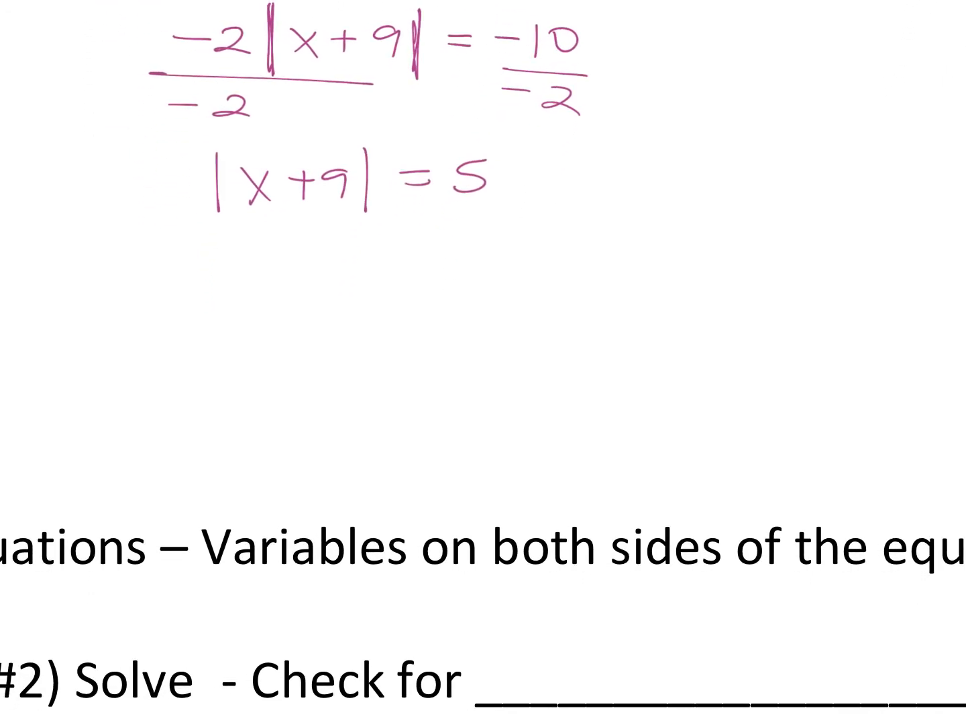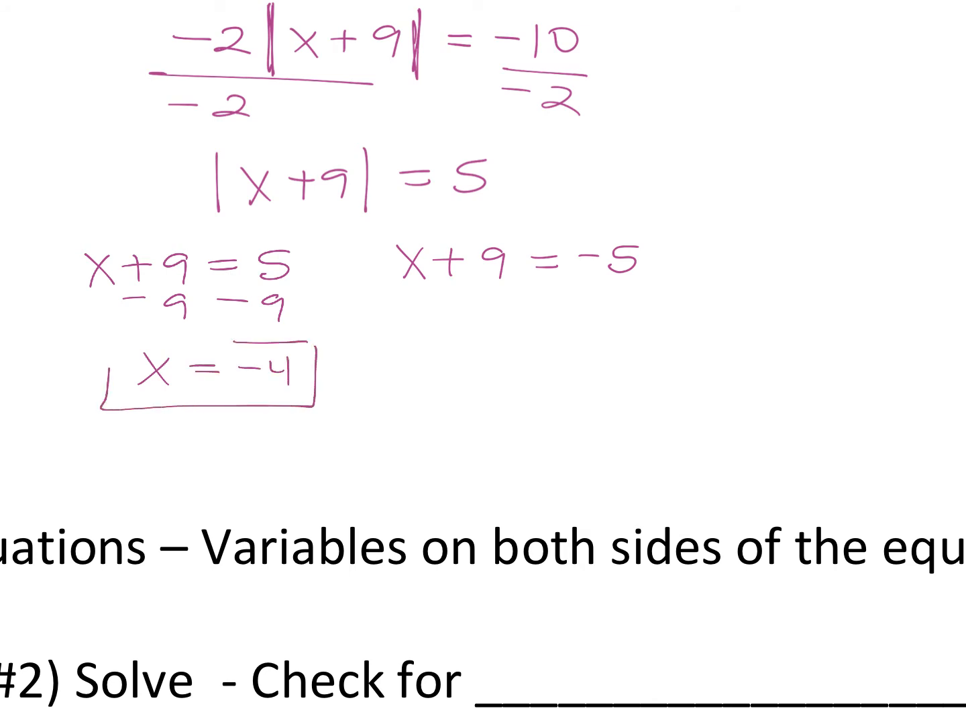2 equations, right? Write the 2. The one is going to look exactly how you see it. The other one is going to change that 5 to a negative. Okay, so then we subtract 9 and we get x equals negative 4. And then subtract 9 and we get x equals negative 14. Good? Okay.